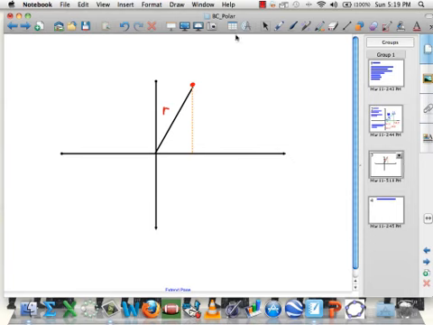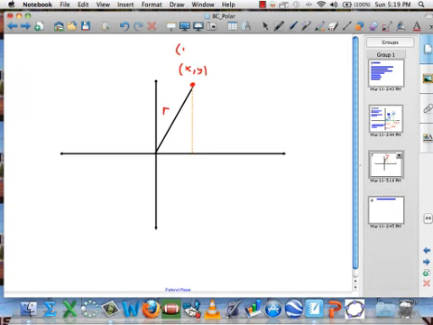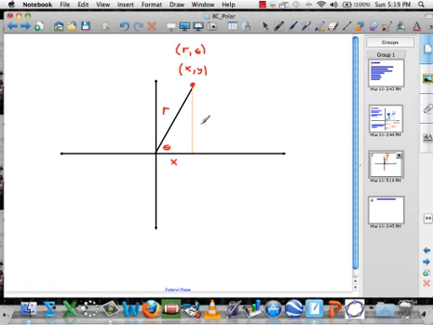Okay, so first of all, we know that this could be x comma y, this dot here, and this could also be r comma theta. And we want to be able to, from time to time, convert between rectangular coordinates and polar coordinates. Okay, so here we have theta, here we have x, and here we have y, and this is a right angle. All right, so jumping out at us are a bunch of relationships.